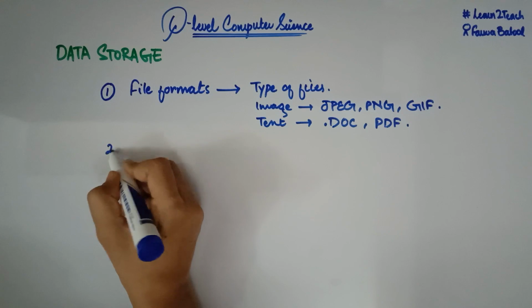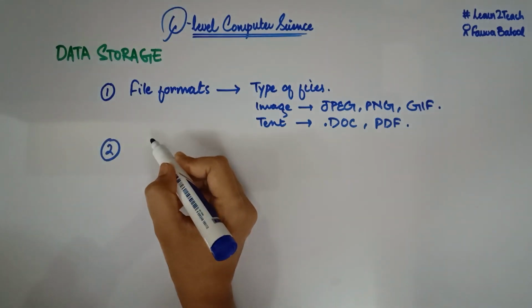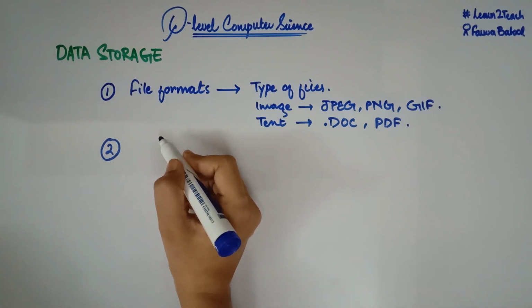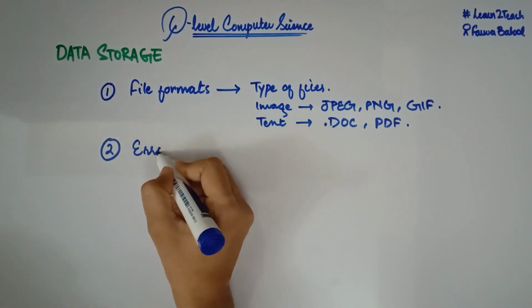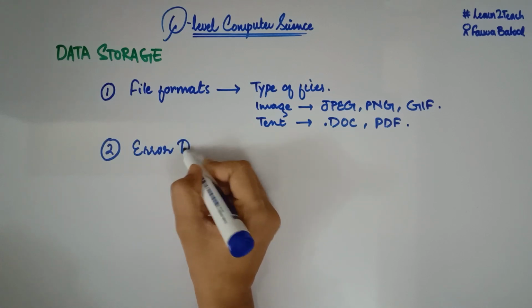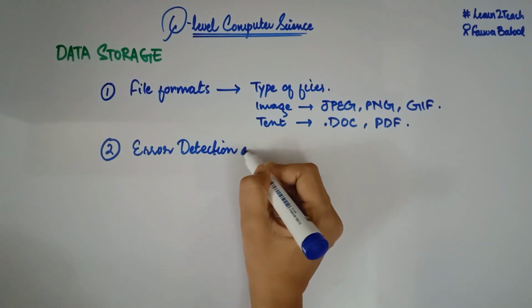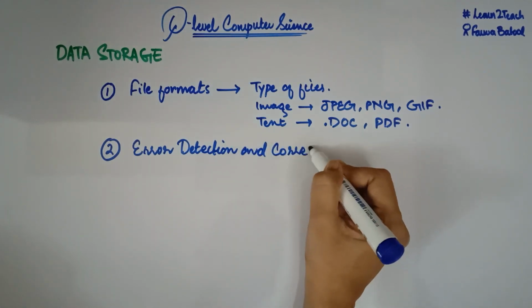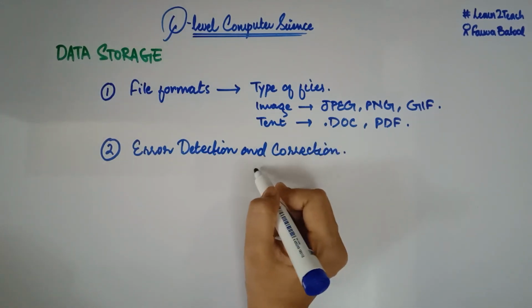Then the second thing is that he must identify and describe the methods of error detection and correction. A student must know some of the methods of error detection and correction under this topic. Particularly we are going to study four methods over here. What are these four methods?